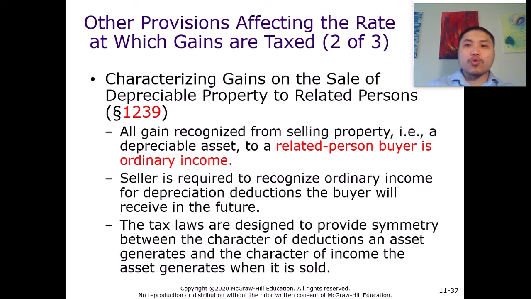But for section 1239, they say that the seller has to recognize the depreciation deduction that the buyer will receive in the future as ordinary income, because under the IRS view, under the Congress view, the buyer is still a related person to the seller, so they're going to treat them as the same group of taxpayers. So whatever depreciation deduction the buyer receives in the future, the seller has to recognize it, right?